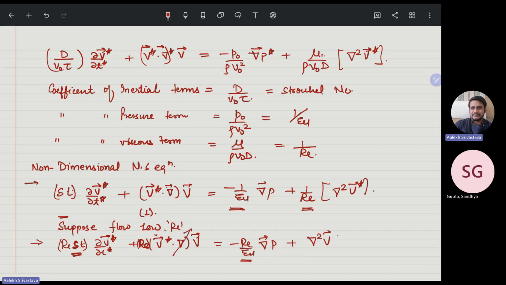But this term can be easily dropped because when we say low Reynolds number, or Re very low, this term can be dropped, and you can simply find that in non-dimensional form it is gradient of P plus gradient squared of V. It is a linear partial differential equation, so that can be easily solved. That is the importance of each term. For high Reynolds number also that can be done.